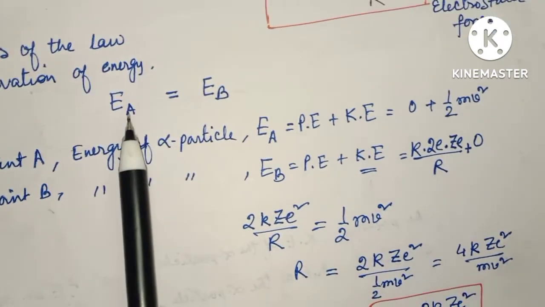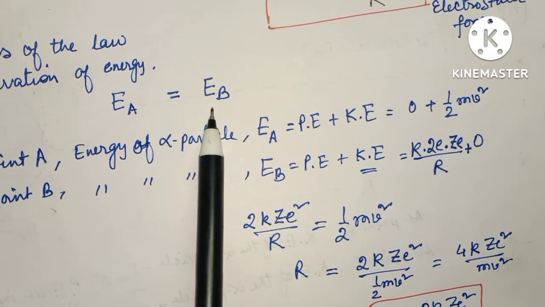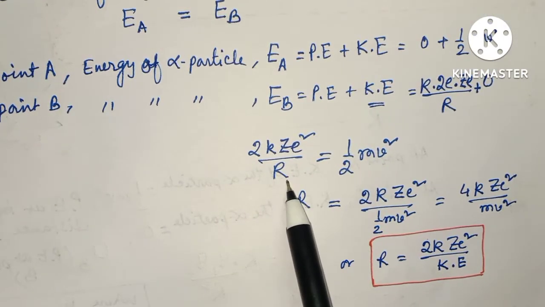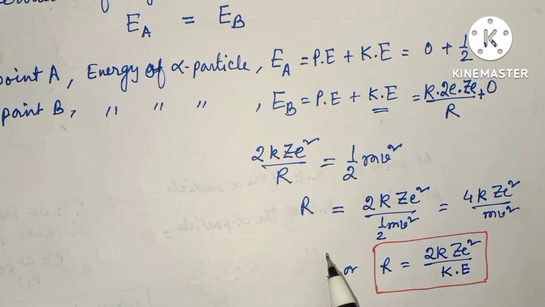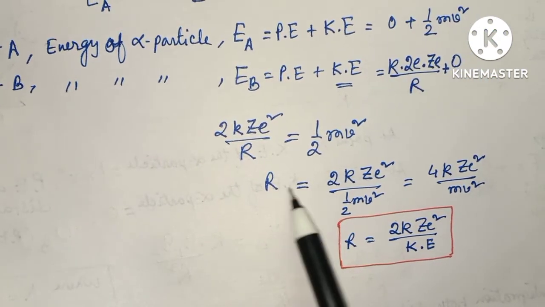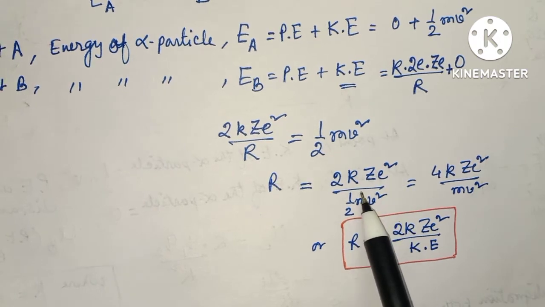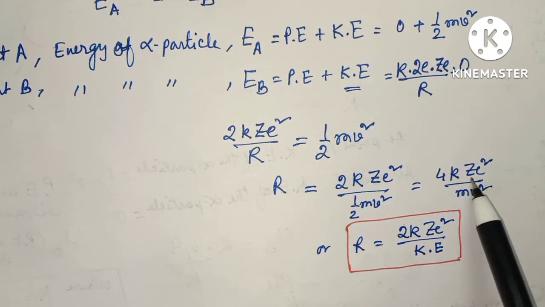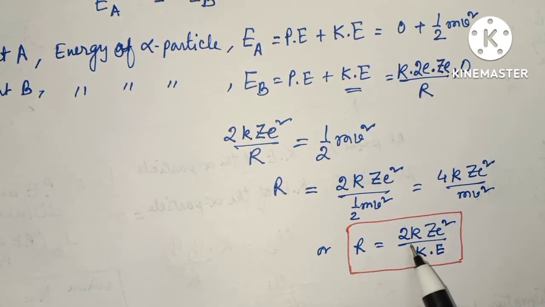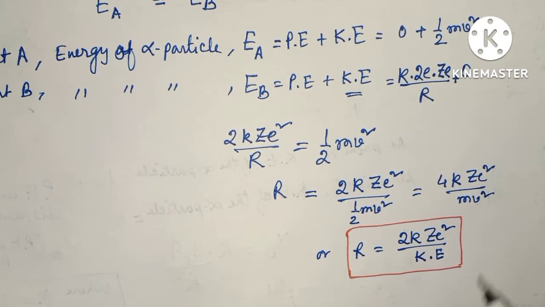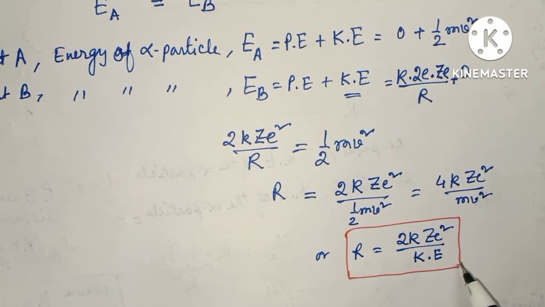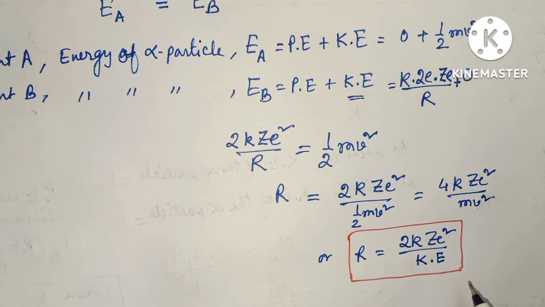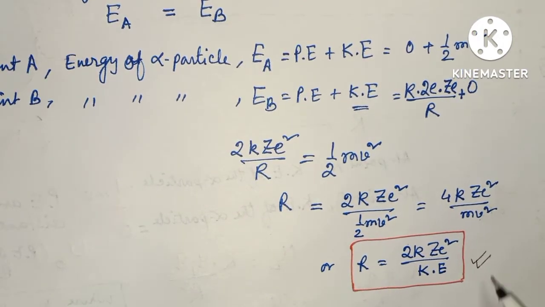As we know that E A is equal to E B according to the law of conservation of energy, we may write 2 kappa Z square by R is equal to half mv square. Therefore R is equal to 2 kappa Z square by half mv square, so we get 4 kappa Z square by mv square, or R is equal to 2 kappa Z square by kinetic energy. This is the expression of the distance of closest approach of an alpha particle which is thrown towards the nucleus.